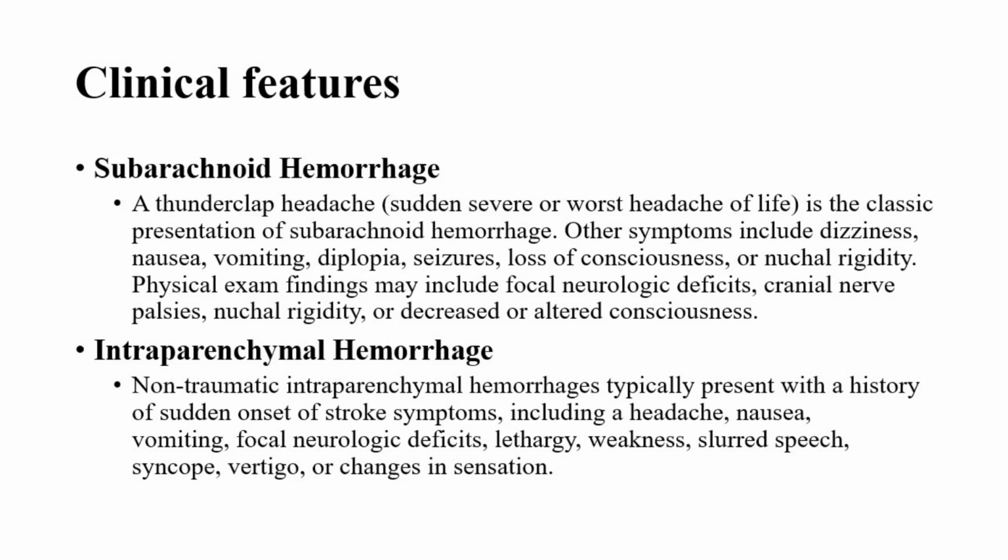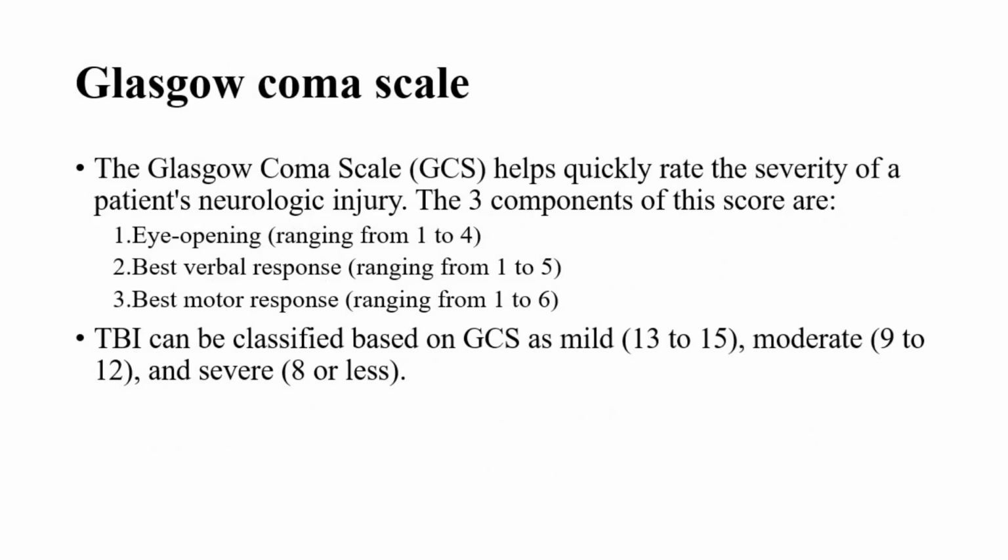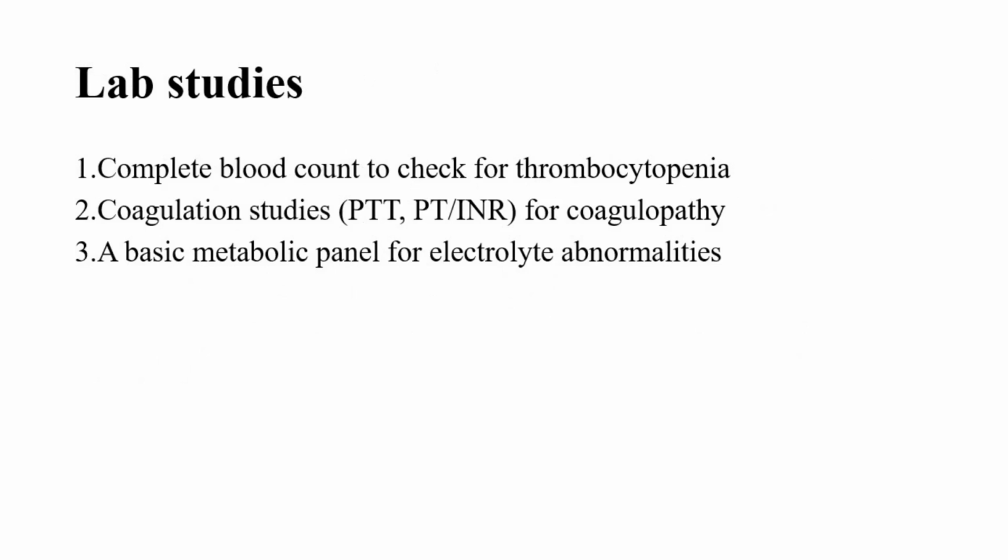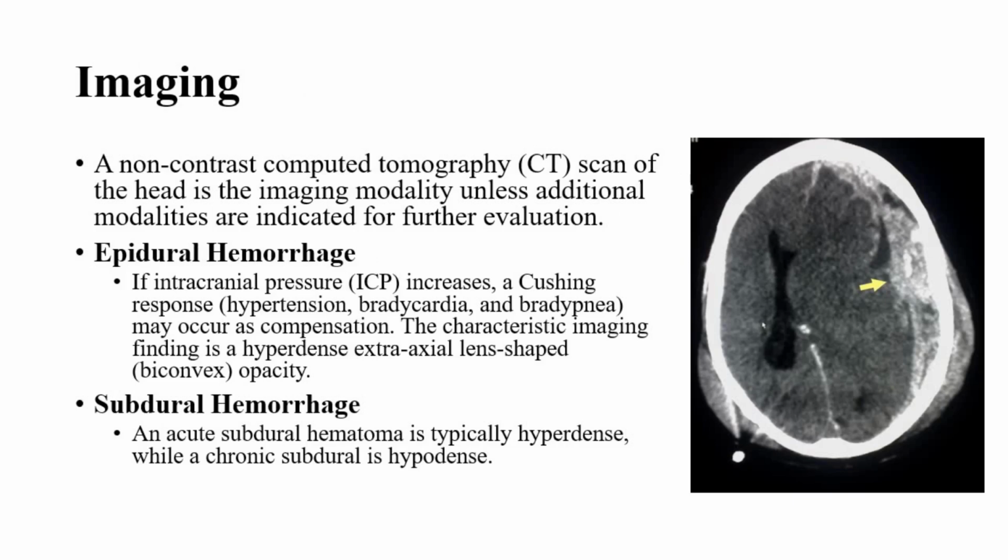The Glasgow Coma Scale, GCS, helps quickly rate the severity of a patient's neurologic injury. The three components of this score are eye-opening, best verbal response, and best motor response. TBI can be classified based on GCS as mild, moderate, and severe. Lab studies include full blood count, coagulation profile, and renal profile. For imaging, non-contrast CT scan is the main modality.